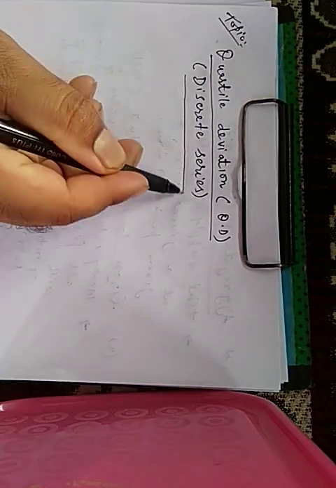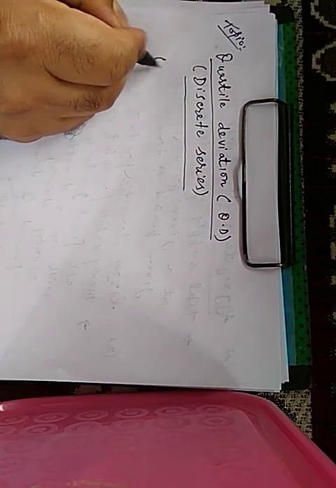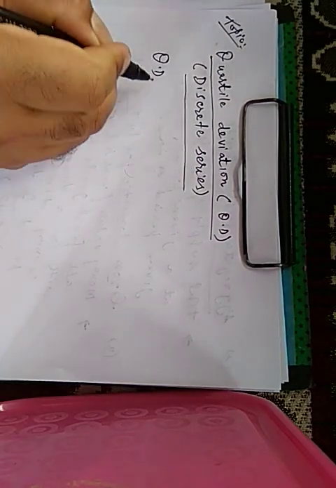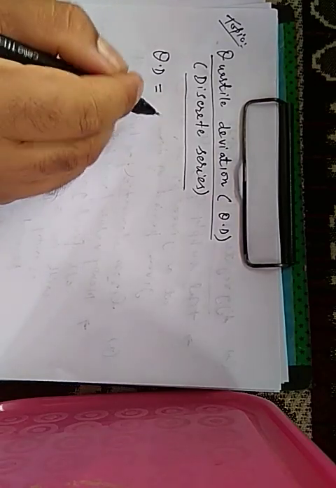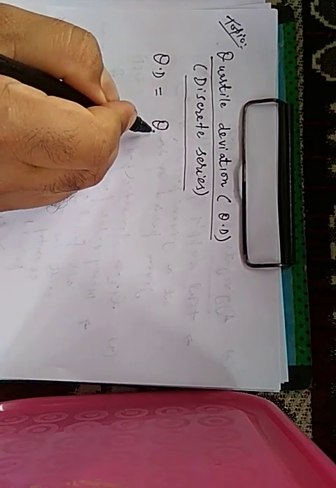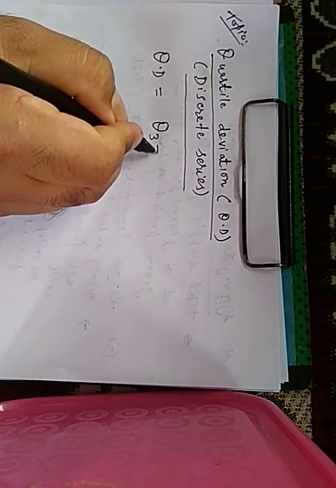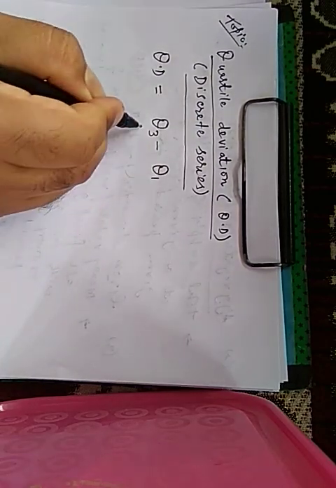Today in this lecture, we will discuss quartile division in case of discrete series. The formula of quartile division is given as Q, quartile division, equals the value of third quartile minus value of first quartile divided by 2.